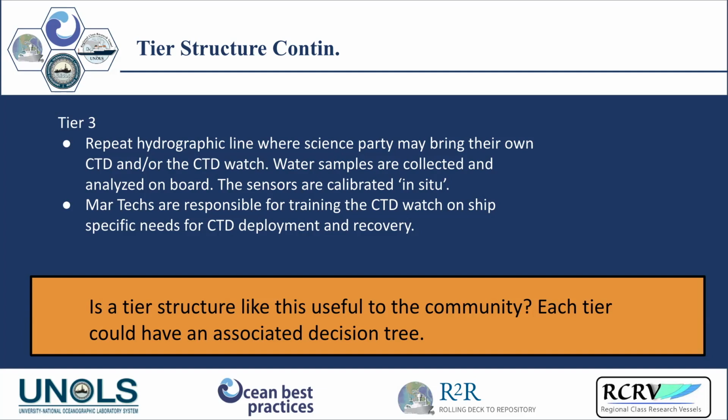So one of the big questions that we had is, is this tier system still relevant to this community? Is this helpful and a best practice? Like if you are a tier 1 ship, these are your responsibilities. And then move on to tier 2, these are your responsibilities. And it's kind of like a checklist. Is that useful for this community, or should it be more of a generalized best practice?